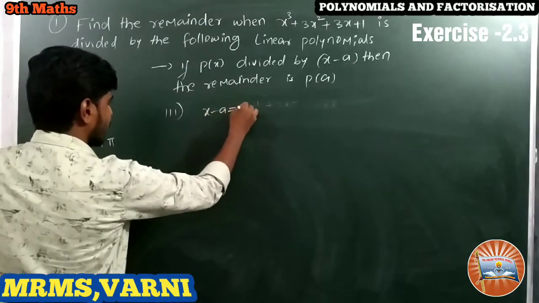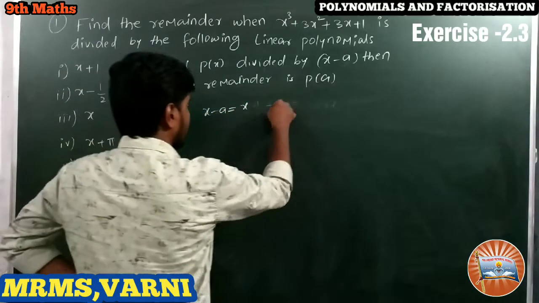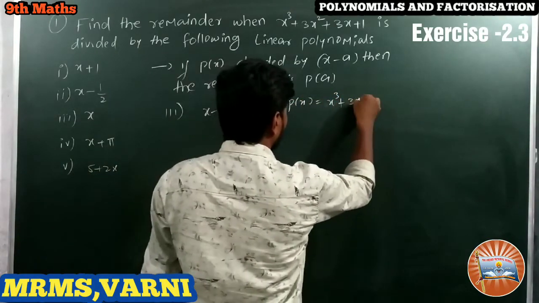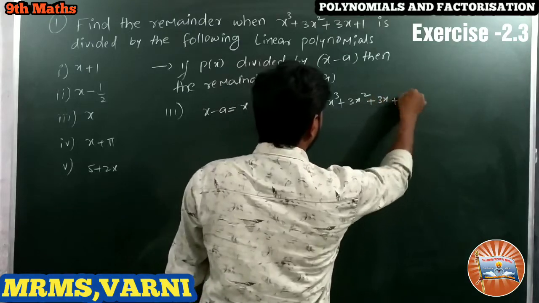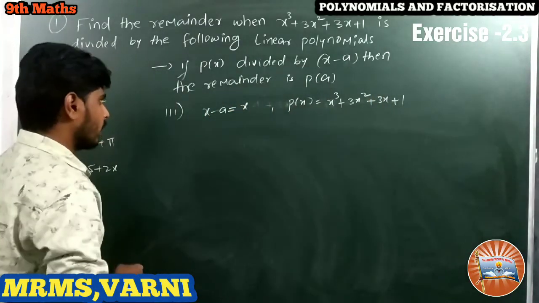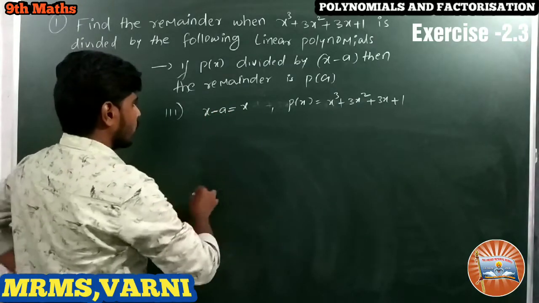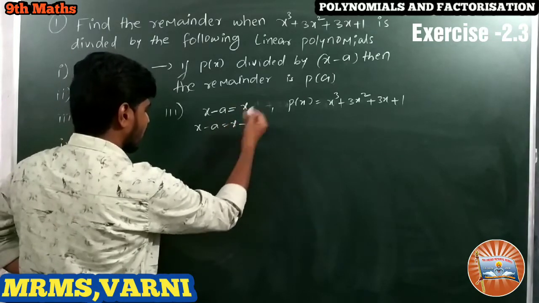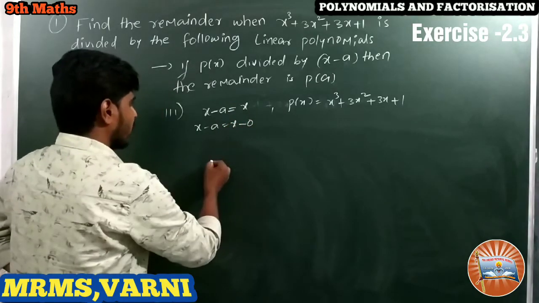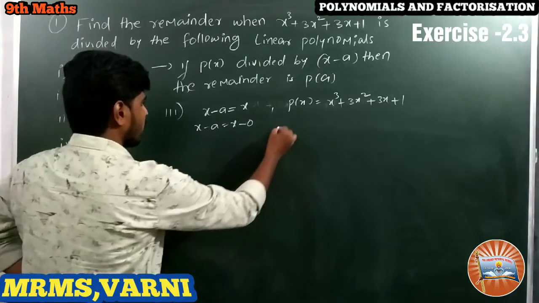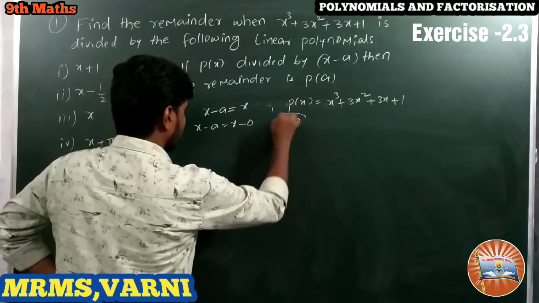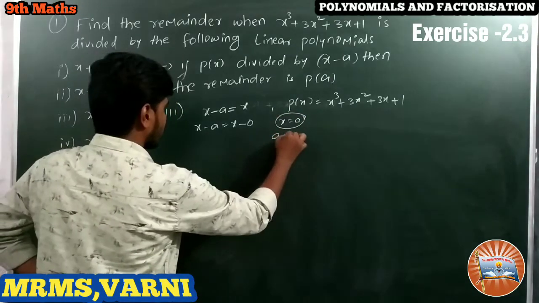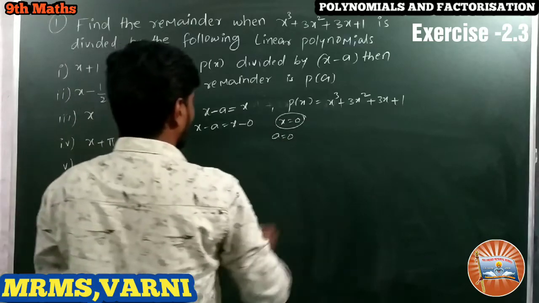Given x minus a is equal to x. Already p of x we have is x cube plus 3x square plus 3x plus 1. So x minus a is equal to this one. We can write x minus 0 or x plus 0, whatever it may be. What is the x value now? We have to substitute x equals 0, or a equals 0.